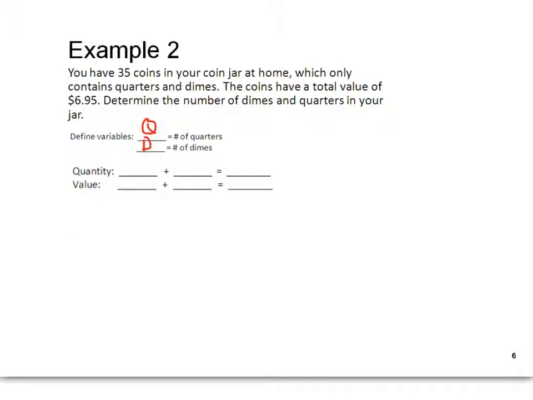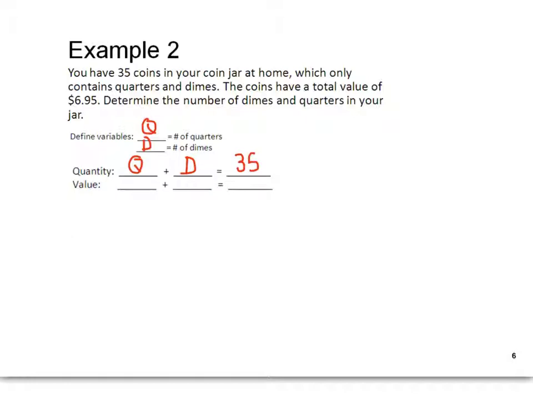So when we set up our equations, and this happens a lot, we have a quantity equation, which is just you have Q quarters, you add to that D dimes, and you end up with 35 coins. Like however many quarters you have plus however many dimes you have to add up to be 35.